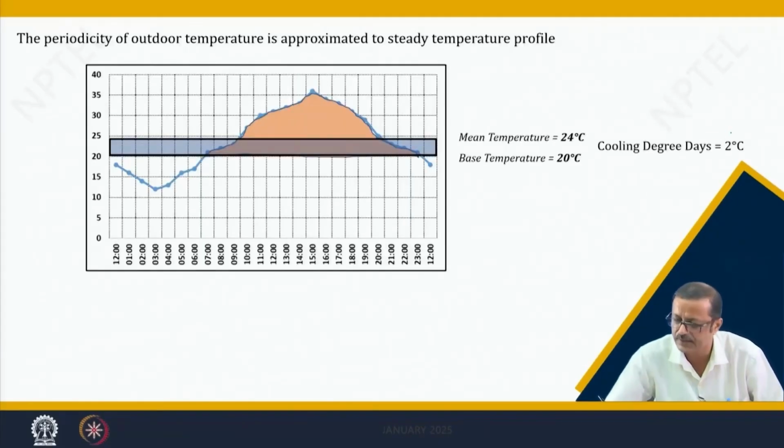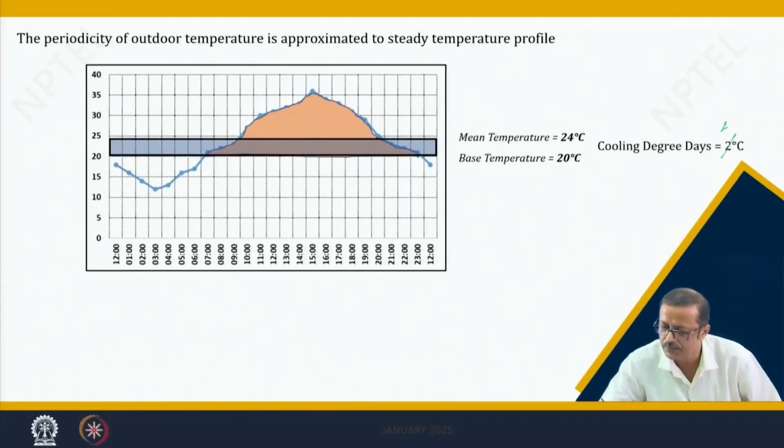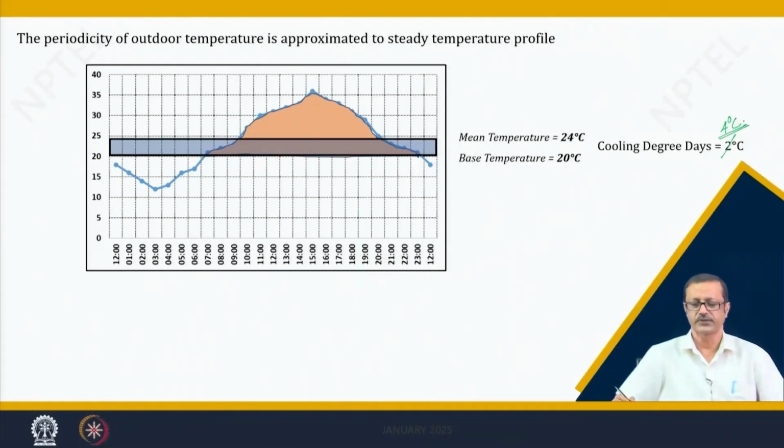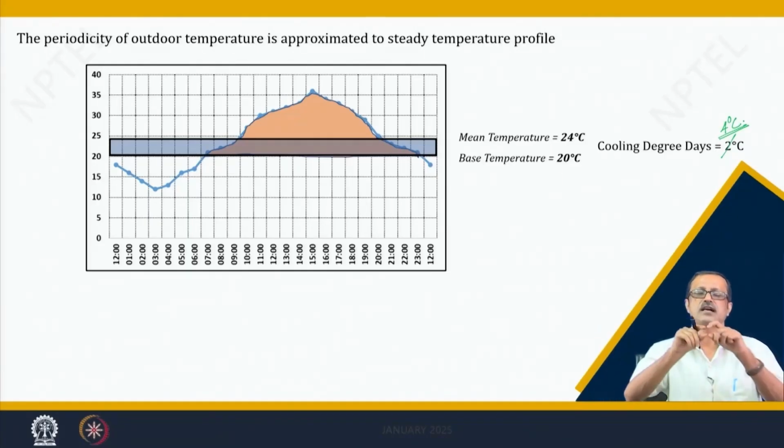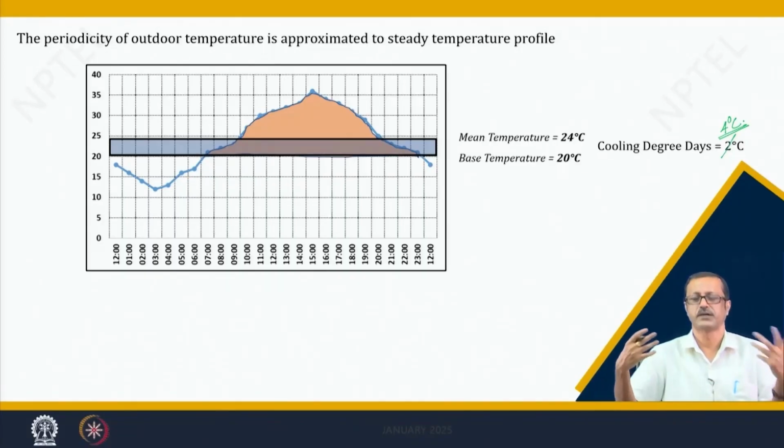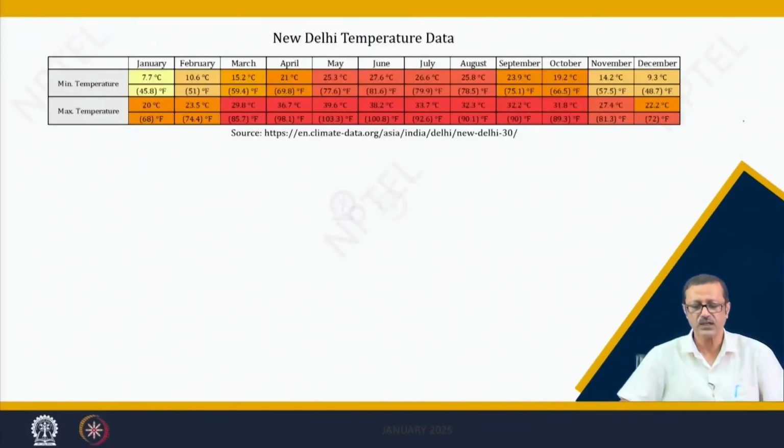So, I will rectify this, this will be the 4 degree, and with the 24 hours it is 96 degrees or so. So, this 4 degree is average, I may say, for the whole day, the total degree of my cooling requirement. Now, suppose this is the temperature data of Delhi.